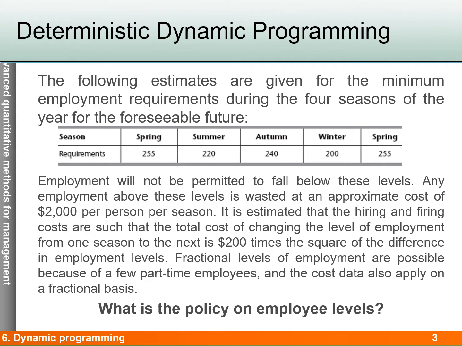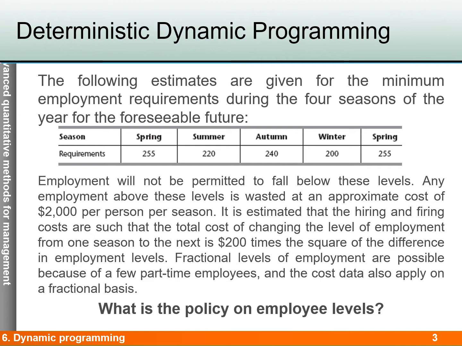So fractional levels of employment are possible because of a few part-time employees, and the cost data also apply on a fractional basis. So what is the meaning of that? For example, in winter, instead of having 200, okay, we'll see we have 212.5. So what is the meaning of this 0.5? This 0.5 means the part-time worker that is permitted here in this example.